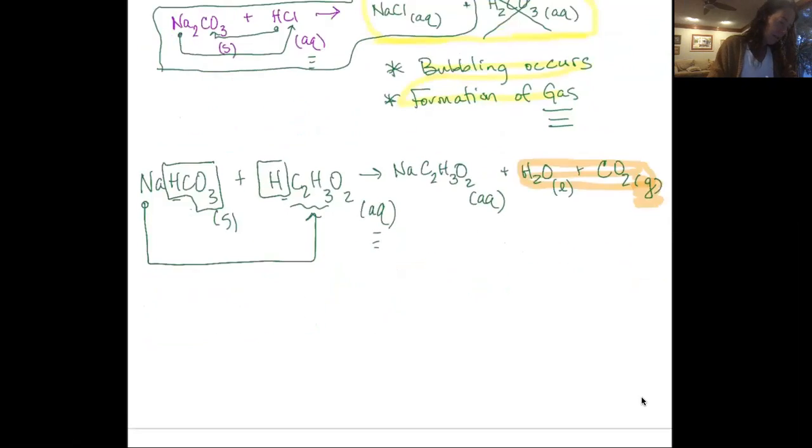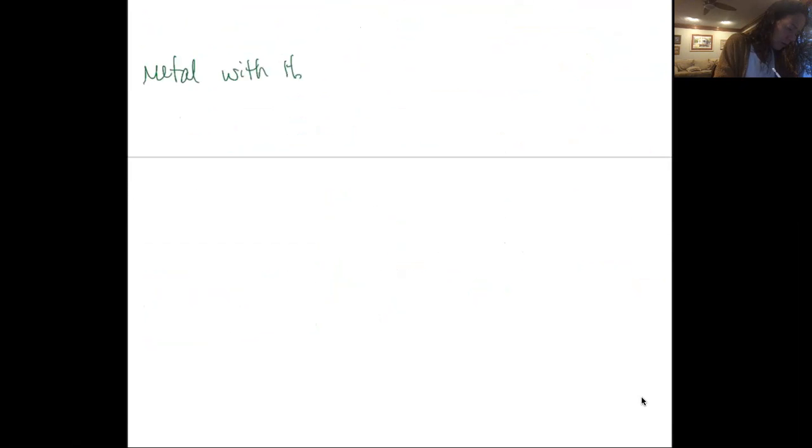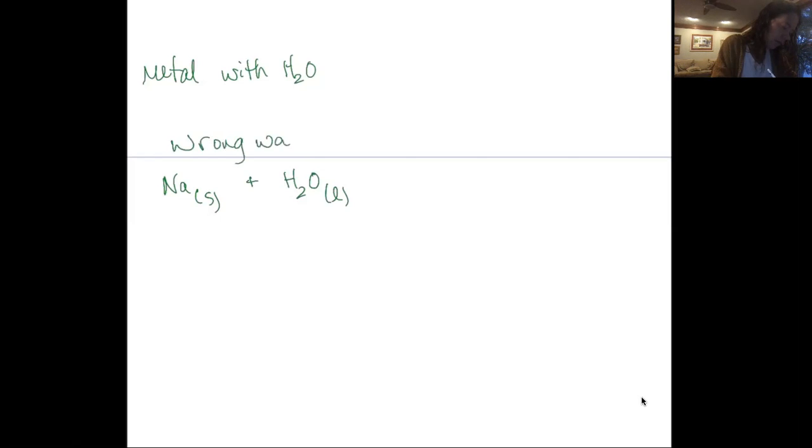Another common mistake that I see students do is a metal reacting with water. Let's say that I've got sodium metal and I react it with H2O. And it is definitely quite a reaction, right? And we know it liberates a gas. Now I'm going to do this the wrong way. So if wrong ways confuse you, you may want to just fast forward for a minute.